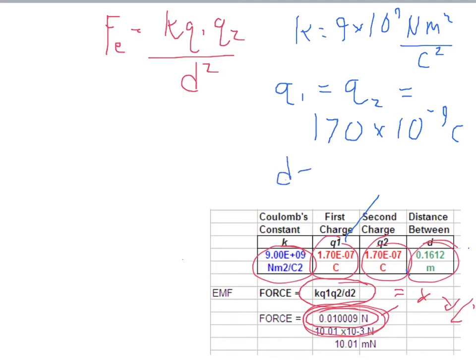I know my distance in meters, can't put it in millimeters. In meters, 0.161, or if I want to add another place, 0.1612 meters. So I'm all set. Now I can make my calculation.